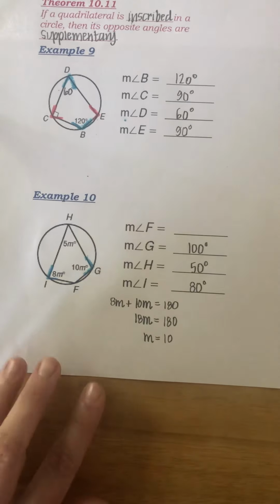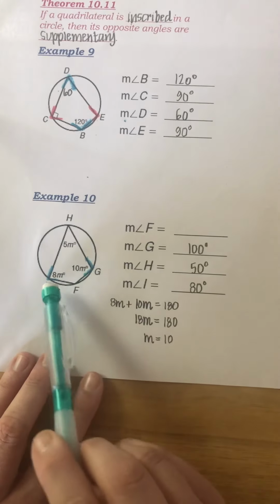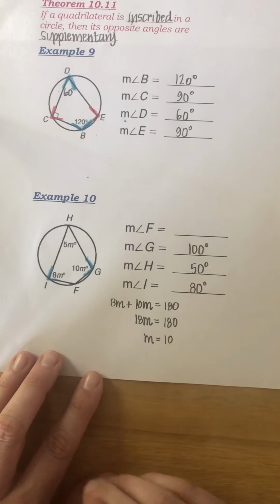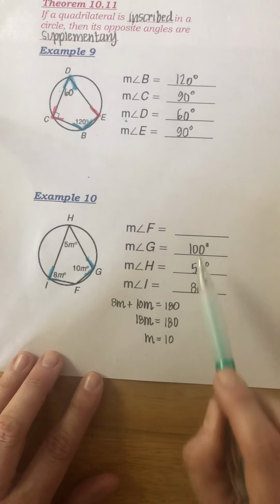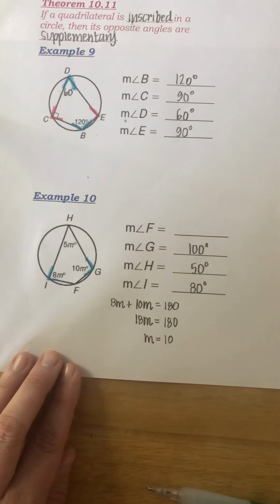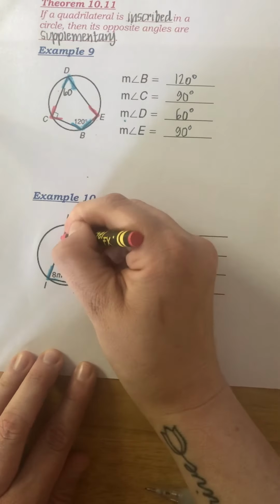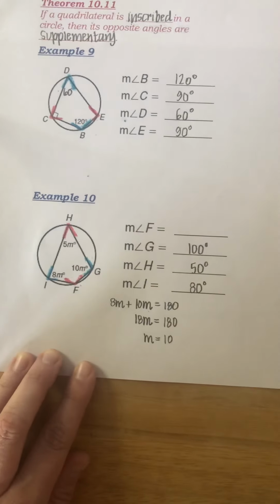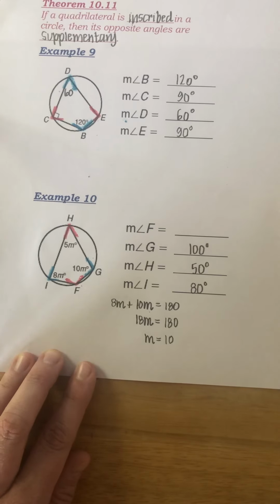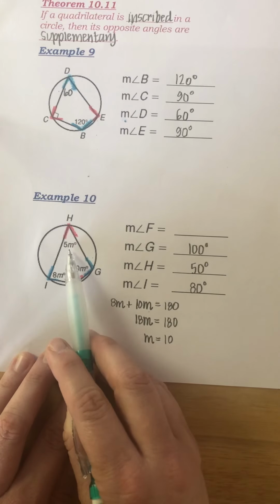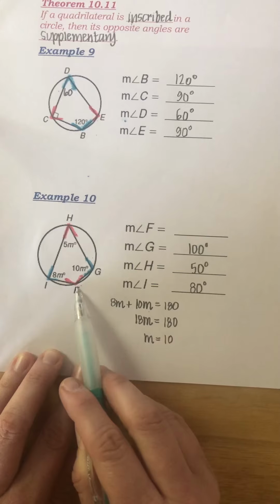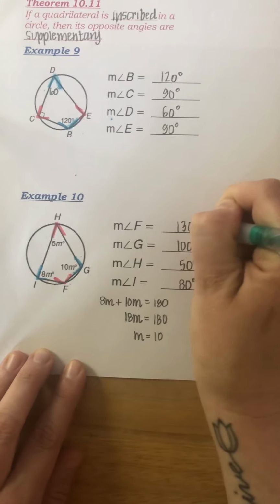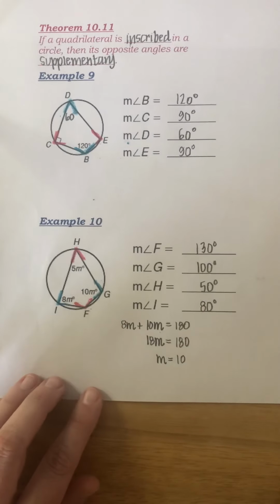There's two ways you can figure it out. Because this is a four-sided figure, it's a quadrilateral, that means all the angles have to add up to 360 degrees. So you could add all of those up and subtract from 360. The other way you could do it is using the theorem we just learned, which says that these angles, because they're opposites, are going to be supplementary. If we already know that this is 50 degrees, then what would angle F have to be? It would have to be 130 in order to add up to 180.